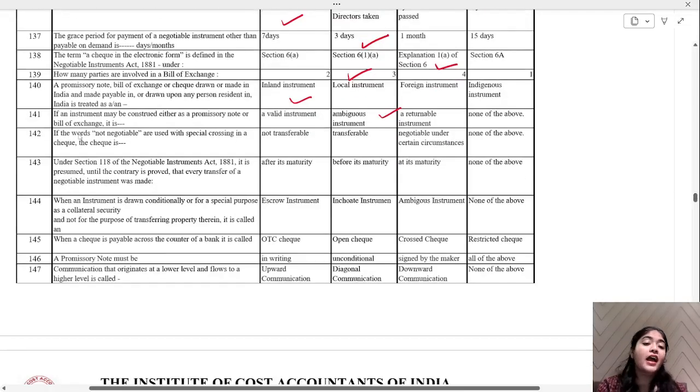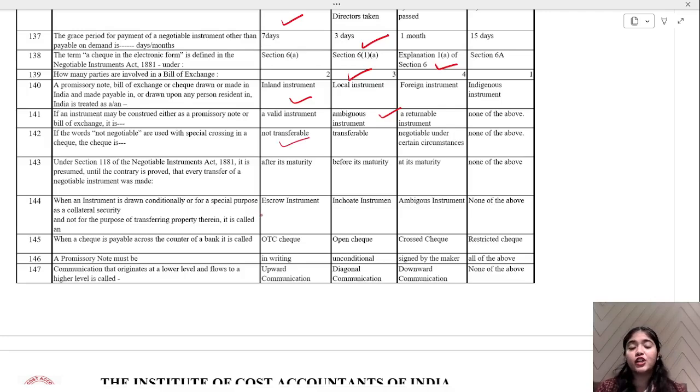Okay, if the words not negotiable are used in special crossing in a check, the check is not transferable. Okay, under Section 118 of the Negotiable Instruments Act 1881, it is presumed until the contrary is proved that every transfer of a negotiable instrument was made after its maturity, before its maturity. Again, repetition of question. The chances increase.